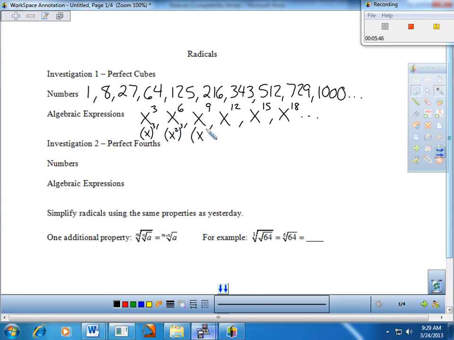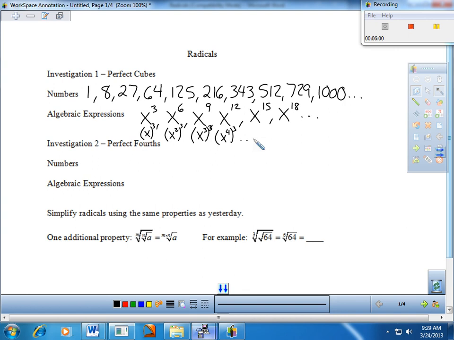What's the cube root of x to the 9th? Well, it should be x cubed. What's the cube root of x to the 12th? X to the 4th. And you can kind of see the pattern in action. I'm just going to dot, dot, dot this. And if you're not understanding that piece, please call me over.